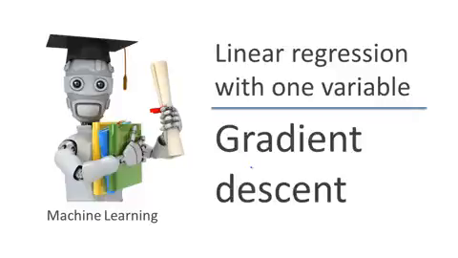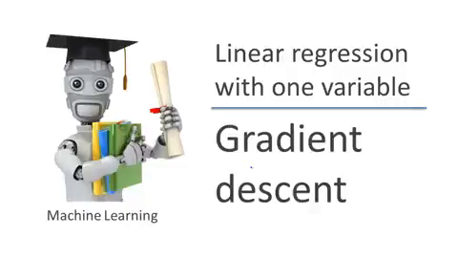We previously defined the cost function J. In this video, I want to tell you about an algorithm called gradient descent for minimizing the cost function J. It turns out gradient descent is a more general algorithm and is used not only in linear regression, it's actually used all over the place in machine learning.